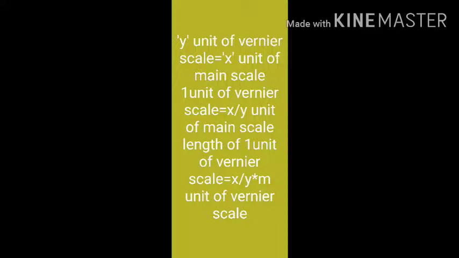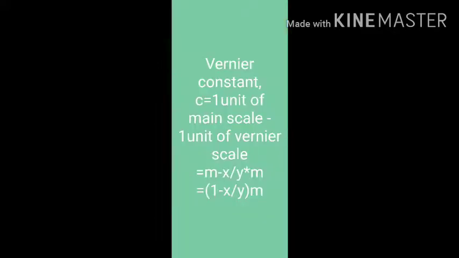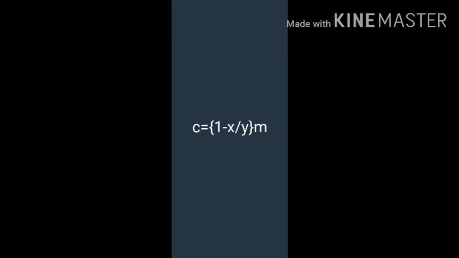Now we will use the unitary method. 1 unit of Vernier scale is equal to x by y unit of main scale. So the length of 1 unit of Vernier scale is equal to x by y into m, where m is the smallest division of main scale. So we will find the Vernier constant C is equal to 1 unit of main scale minus 1 unit of Vernier scale, that is m minus x by y into m. If we take m as common, we get 1 minus x by y into m. Finally, C is equal to (1 minus x by y) into m.